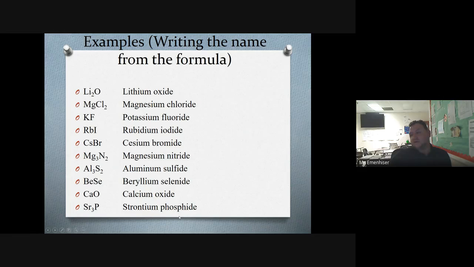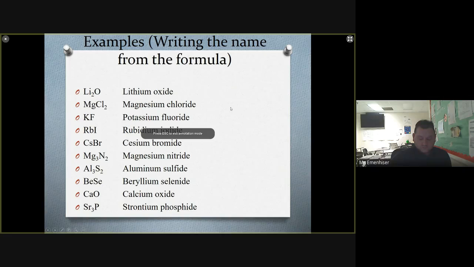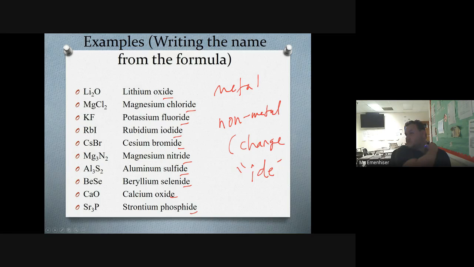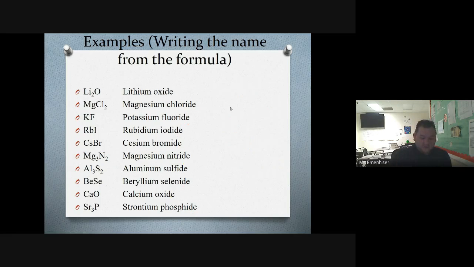strontium phosphide. Again, I'm just naming the metal. And then I write the name for the nonmetal. And then I change the last 3 letters to ide. Notice that every one of these ends in ide. And that can help you identify that it's a binary ionic compound sometimes. Okay, that's most of it, guys.